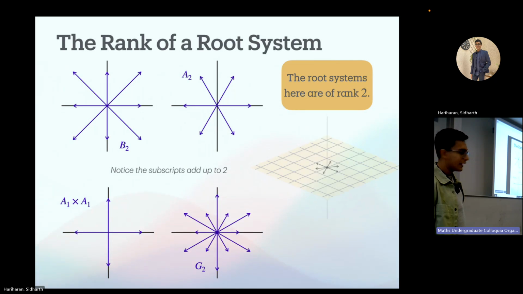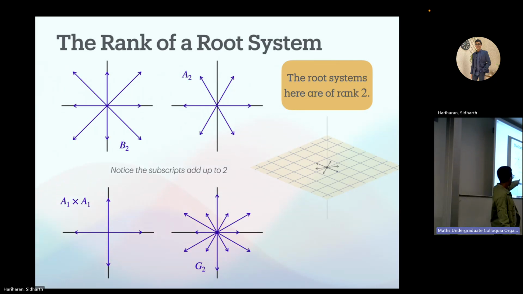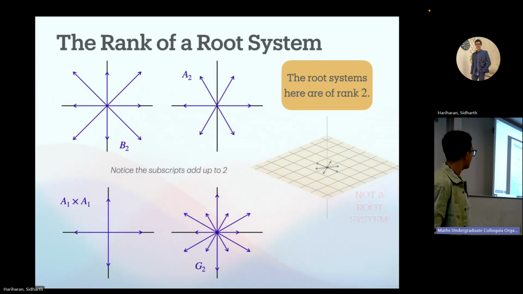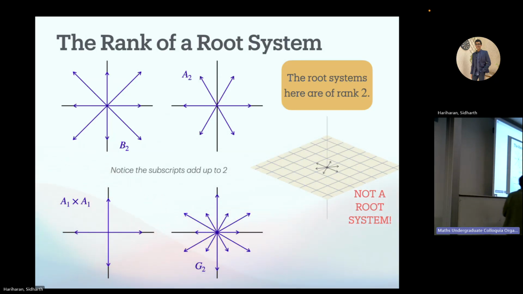So if we look at something like this, this is the plane embedded into R3 with the A2 root system on it. And actually, this is no longer a root system. The reason why this is not a root system is because if you look at the reflections that send this one to this one and this one to this one, they all preserve the z-axis. So if you look at the group generated by all of these reflections, that's not a Coxeter group. It's not effective because it preserves an entire axis.